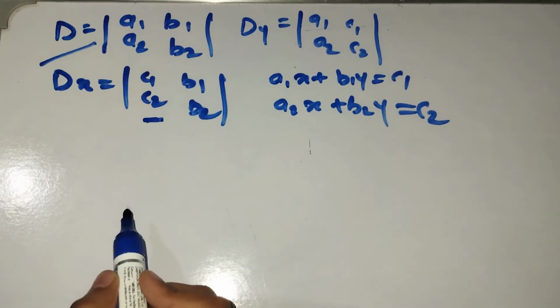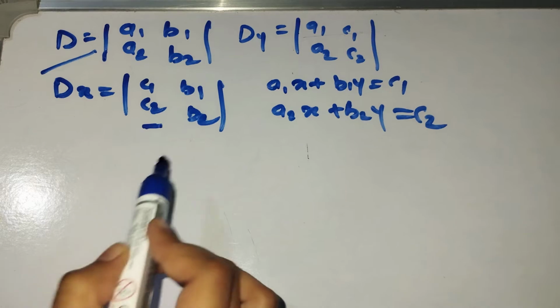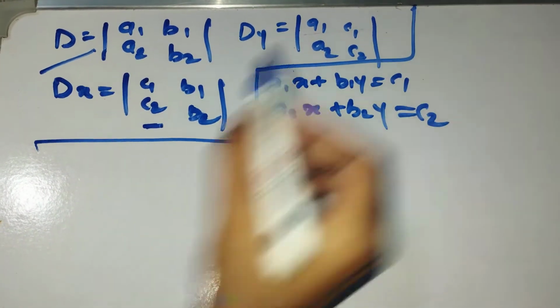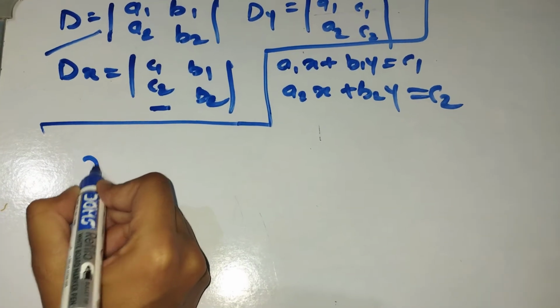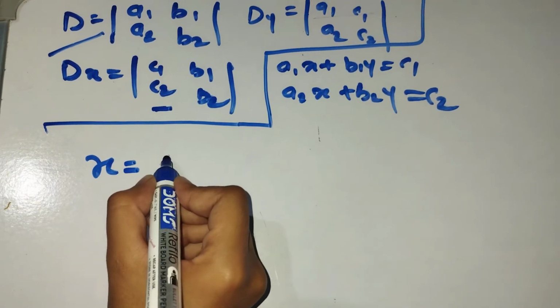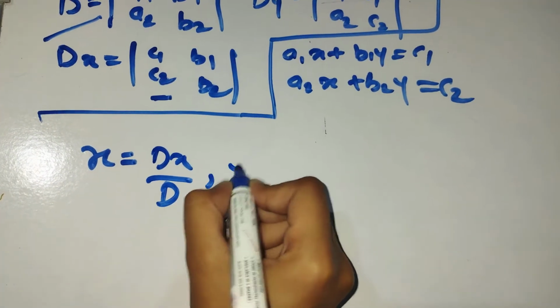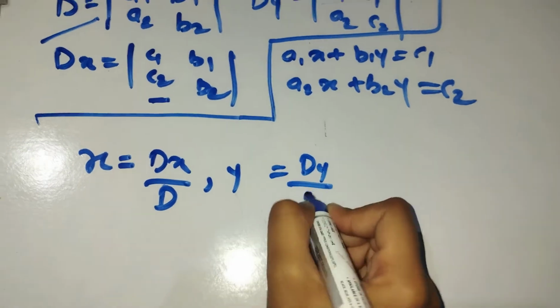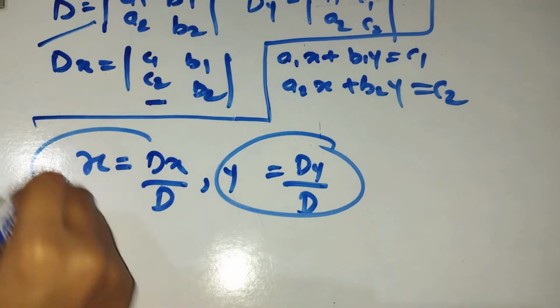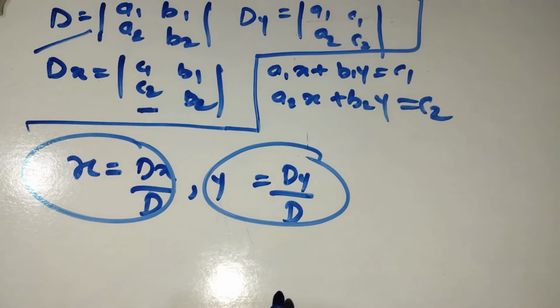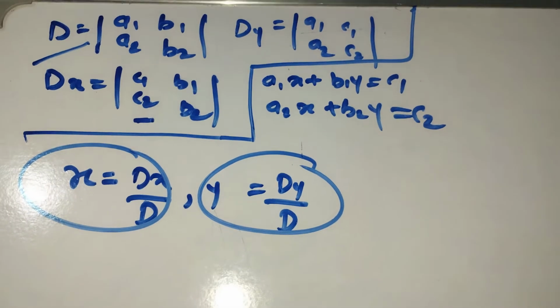So you are given two equations, and you have to learn these three formulas, and after that find your x value. How to find it? x equals Dx by D, and similarly y equals Dy by D, and then you will get the y value and x value. Now we are taking an example so that you can understand clearly. We jump to our exercise 1.3.